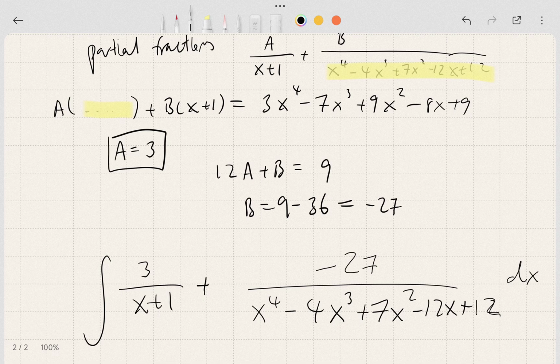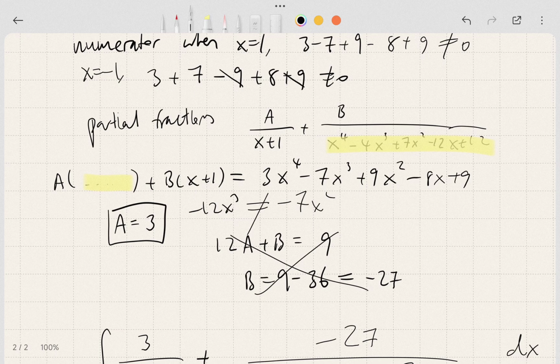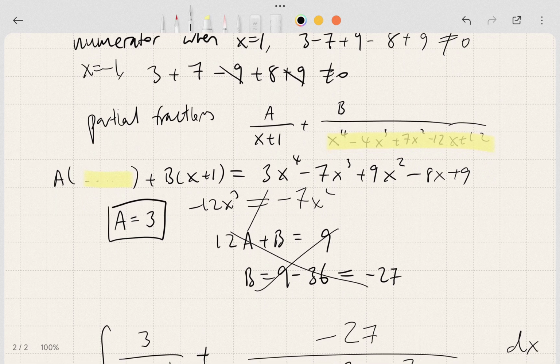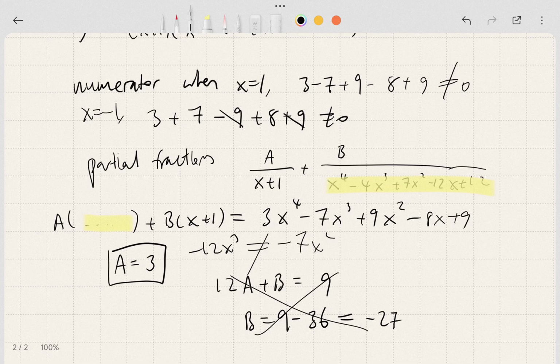First of all, I have to verify if that is the correct expression. So let's take x cubed, for example. Oh, this is incorrect. This thing is incorrect. Because if you take x cubed, on the left hand side the value is minus 12x cubed, whereas on the right hand side it's minus 7x cubed. So they are definitely not equal to each other.